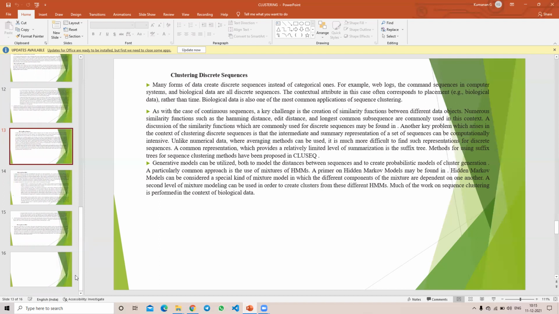Another key problem which arises in the context of clustering discrete sequences is that finding an intermediate and summary representation of a set of sequences can be computationally intensive. Unlike numerical data where averaging methods can be used, it is much more difficult to find a representation for discrete sequences. A common representation which provides a relatively limited level of summarization is the suffix tree.